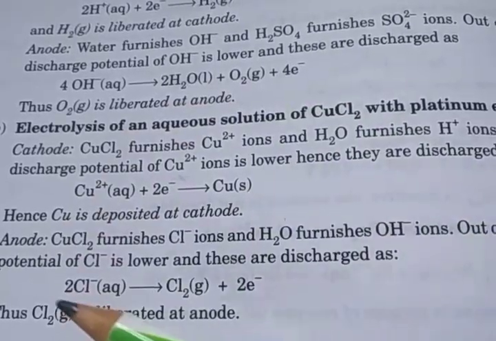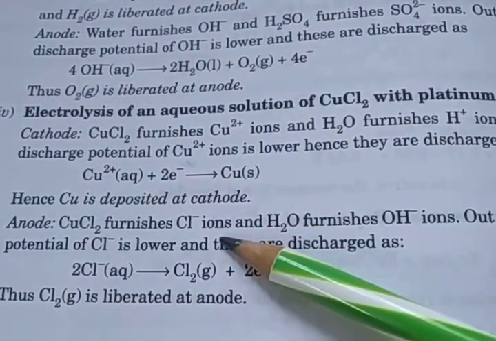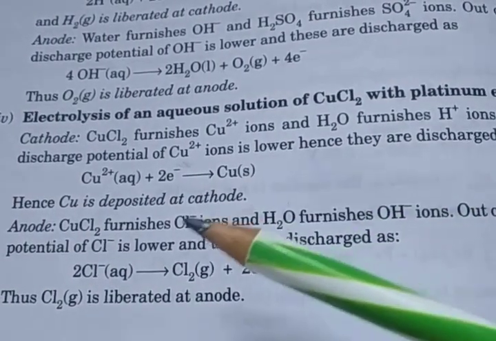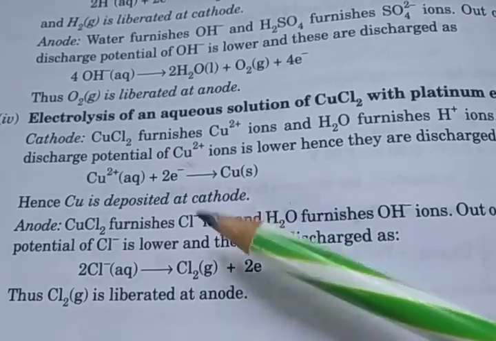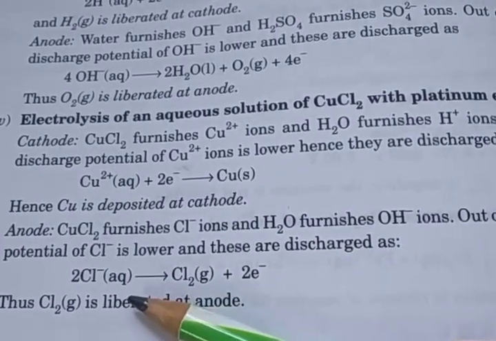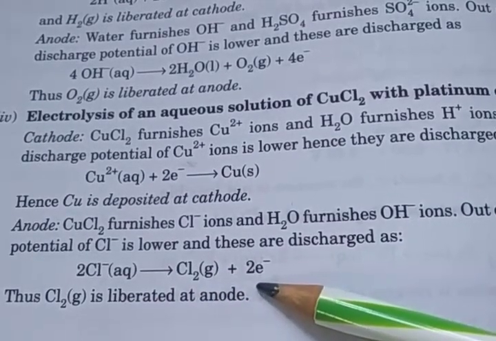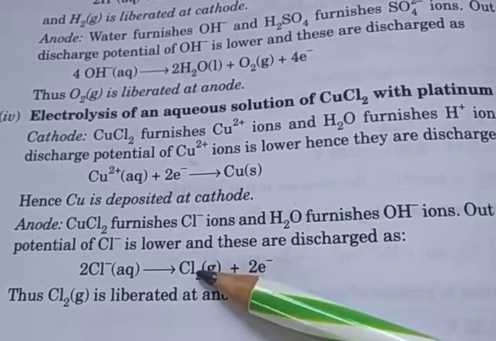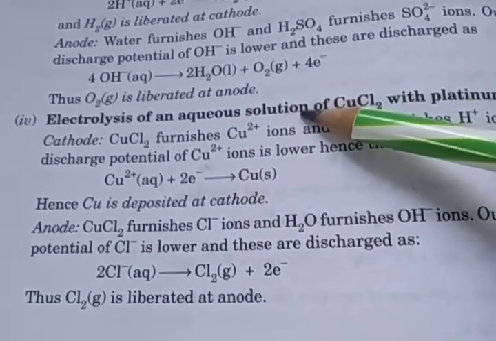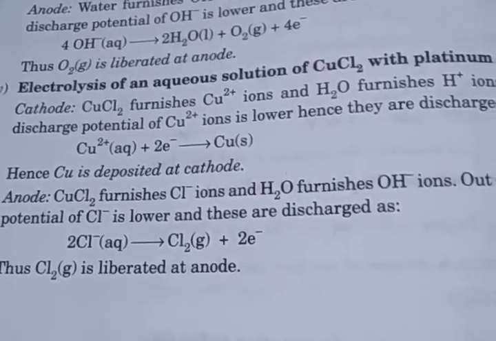But at the anode, CuCl2 furnishes chloride ion, the negative ion, and water furnishes OH- ion. But the discharge potential of the chloride ion is lower, so they are discharged. So 2Cl- chloride ion converts into chlorine gas by loss of 2 electrons. So chlorine is liberated at the anode. At the cathode, copper is deposited, and at the anode, chlorine gas is liberated.